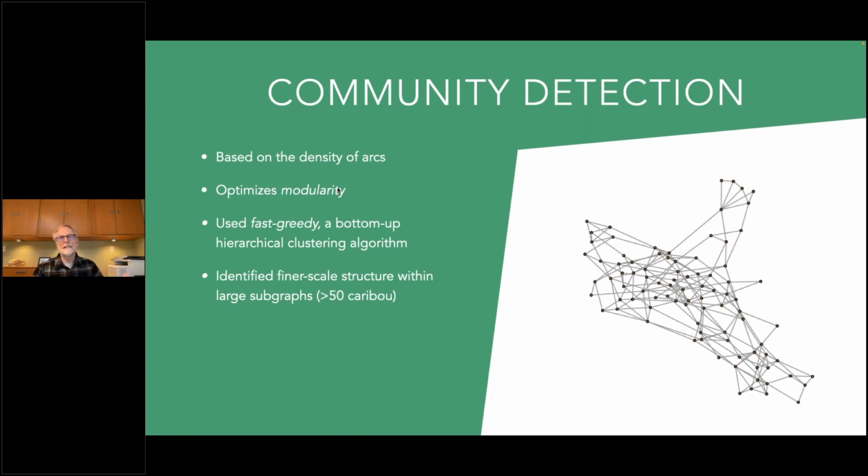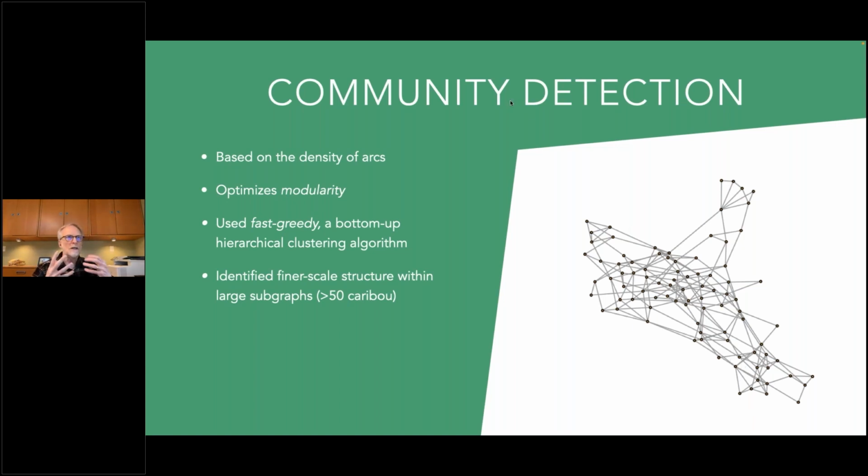To do that, we did a second level of analysis called community detection. Again, borrowed shamelessly from those who are analyzing human networks, with lots of literature around this. What the community detection analysis does is it starts with a subgraph, and then it looks at the density of arcs within that subgraph. So you can see in this particular subgraph, there are places where the caribou are much more connected together than in other parts of that subgraph.